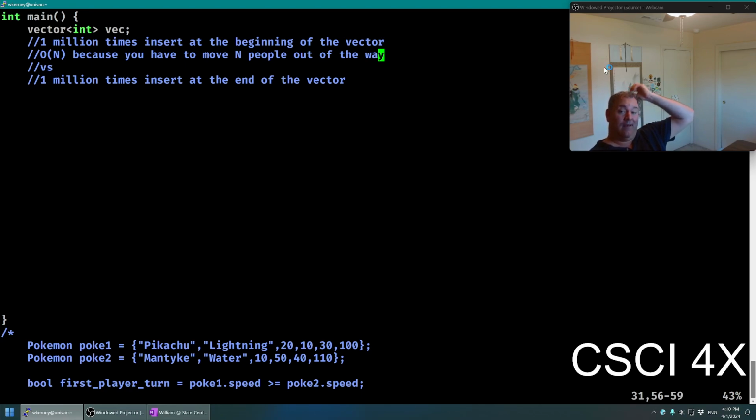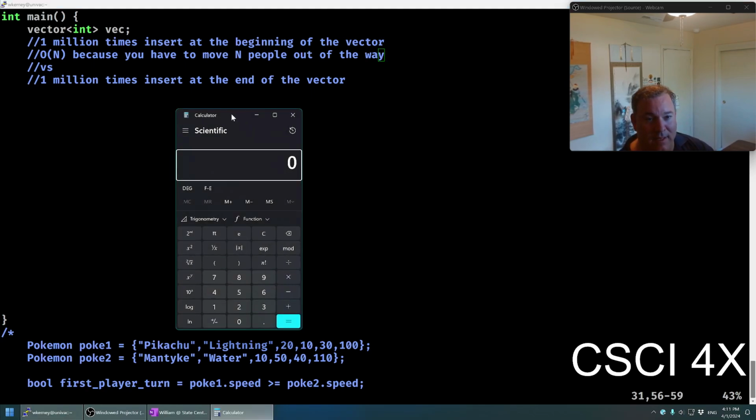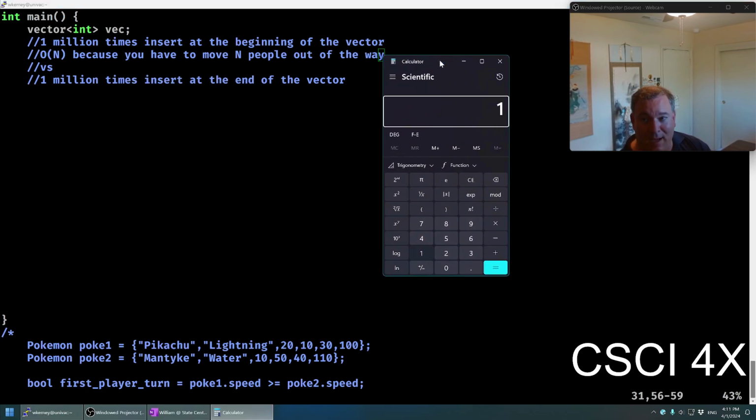Order n times. So 1 million times, we're doing 1 million work. And let's say it takes 1 second just to make this exaggerated. How long does it take to do it the wrong way? How many operations to do it the wrong way? If you do 1 million inserts at the beginning of a vector, 1 million's not even that many numbers, right? It's not really that many. It's not order 1. It's order 1 if you insert at the end. If you're inserting at the beginning, it is order n. But 1 million times, we're doing 1 million work.